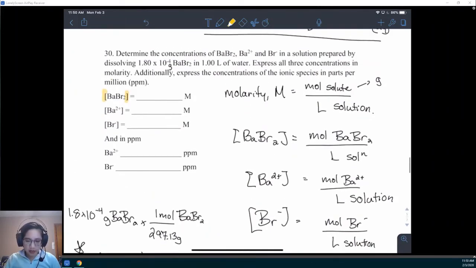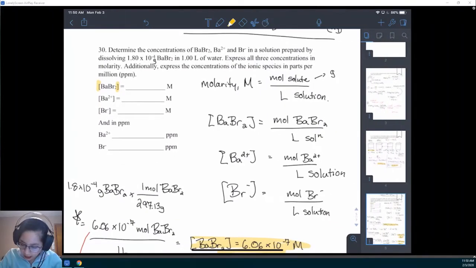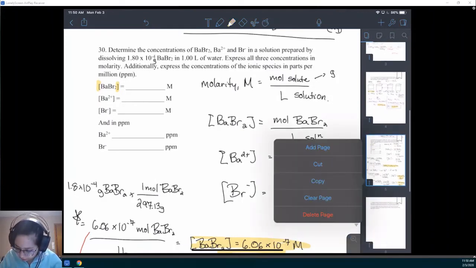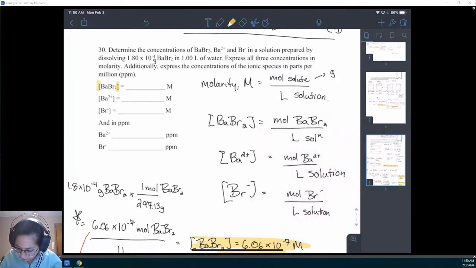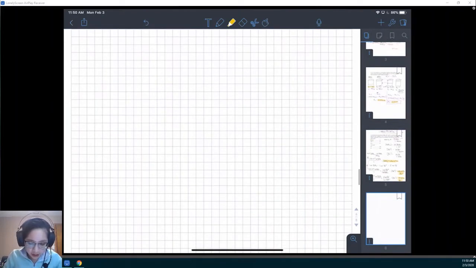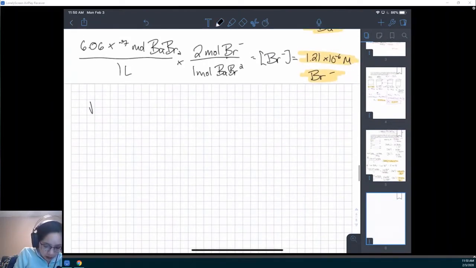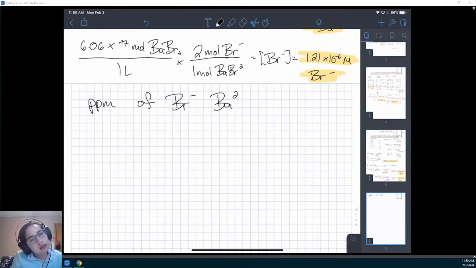So the next question says, what are the concentrations of the ionic species in parts per million, or ppm? So I'm going to add another page. Okay, so we want to get to ppm, so ppm of bromide and of barium. Okay, so let's just get a refresher on what ppm means.